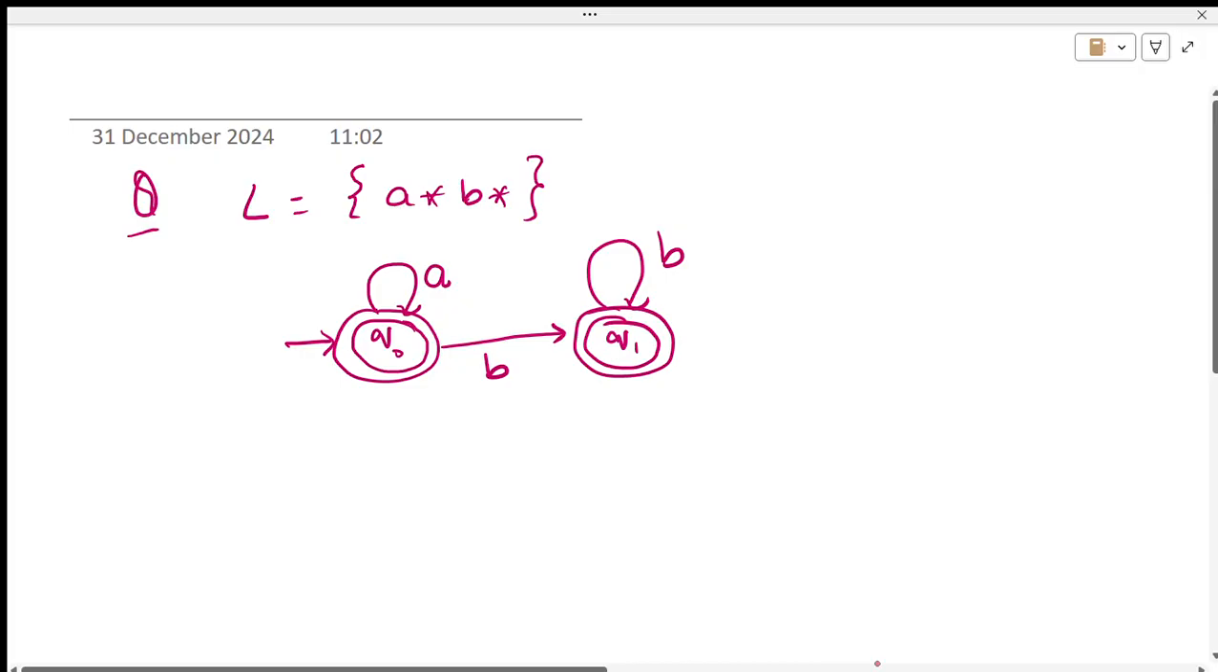If Q1 sees an A, it will go to one more state, Q2, and make this Q2 the trap state. Because the language always has all A's followed by all B's, an A will never be encountered after a B. So whenever Q1 sees an A, it is directed towards the trap state Q2, and once it is on Q2, it is a rejected string. So take another example now.